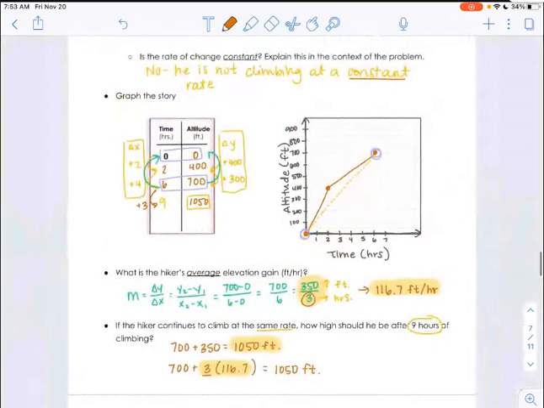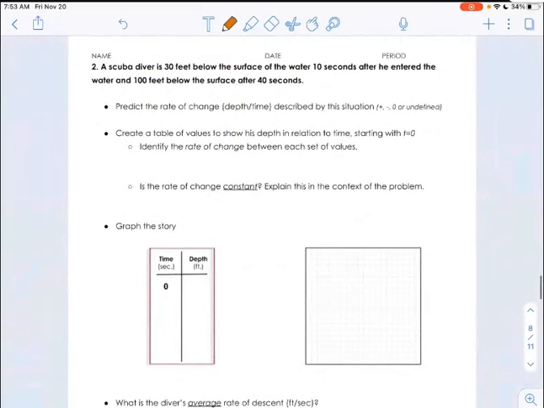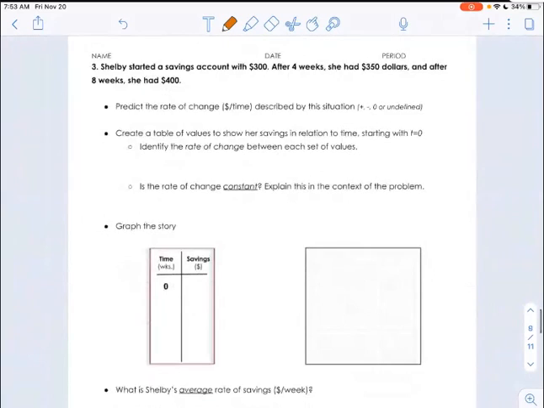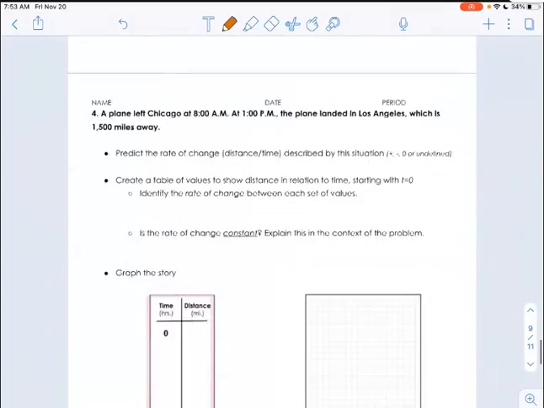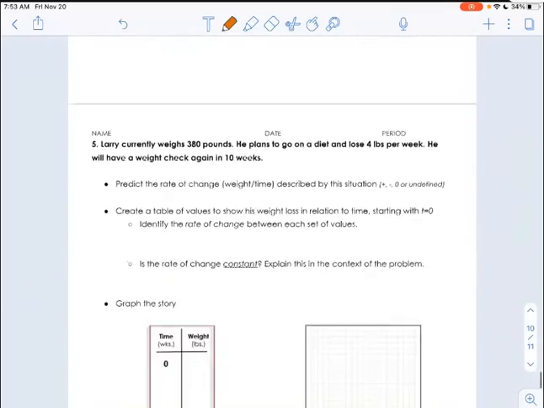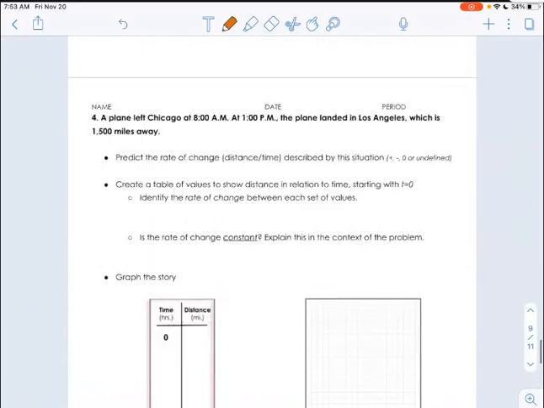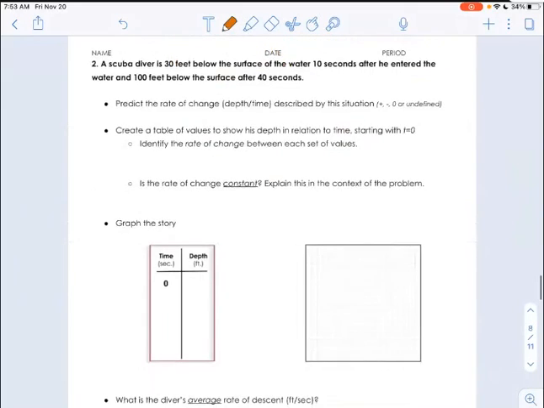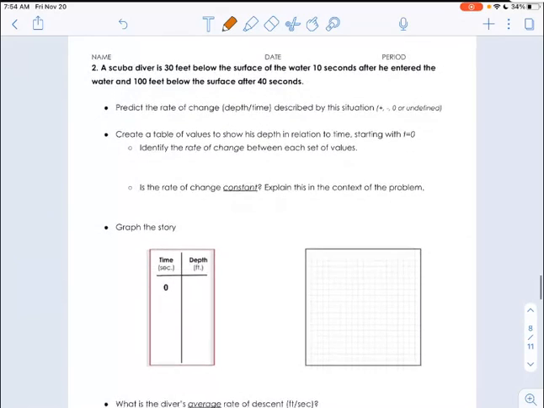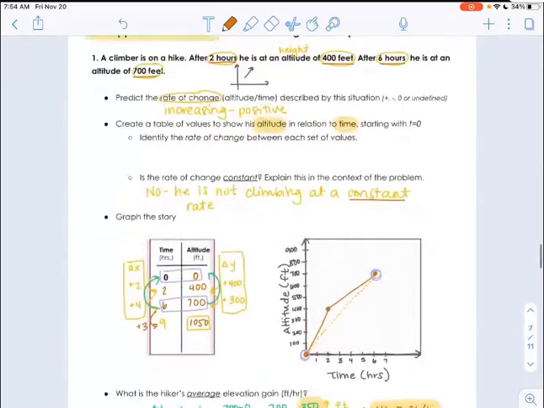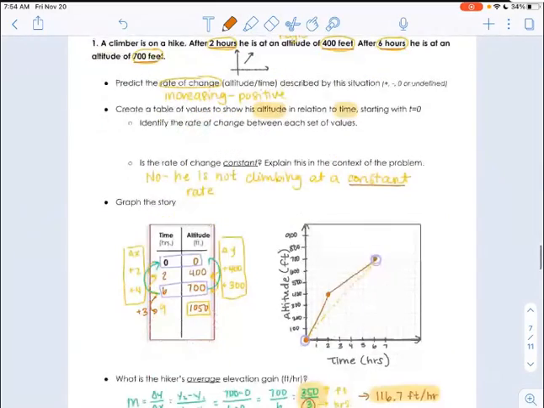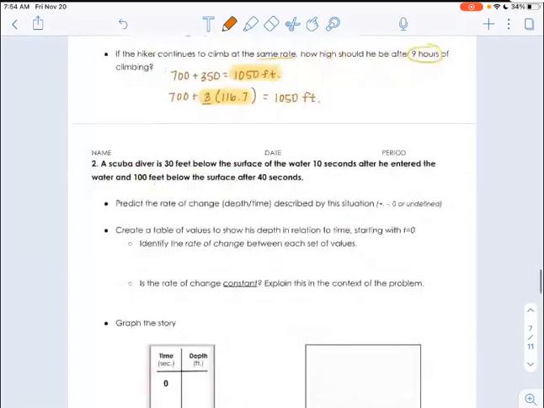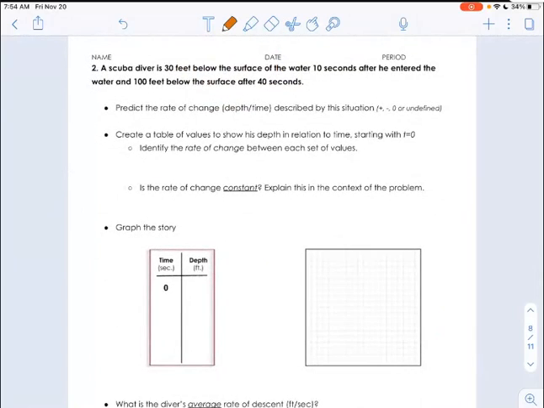So now your task is, I have several different situations here. There's one about a scuba diver, one about a savings account. There's one about airplane travel. There's one about weight loss. Your job is to pick at least one of these other situations and to answer all the questions on your own. You need to choose at least one. So that's what I'm looking for you to submit on Canvas, is just one of these other situations. You need to walk through the steps just like I did on this example, mark it up, show your work, answer all the questions. And what you're submitting on Canvas today is your work on one of these other questions.